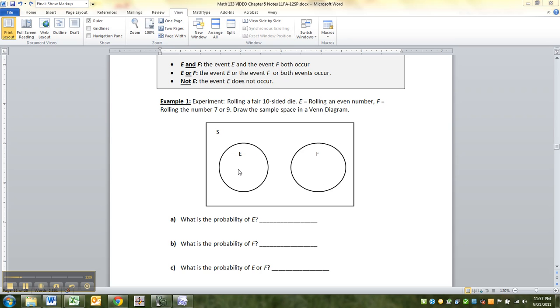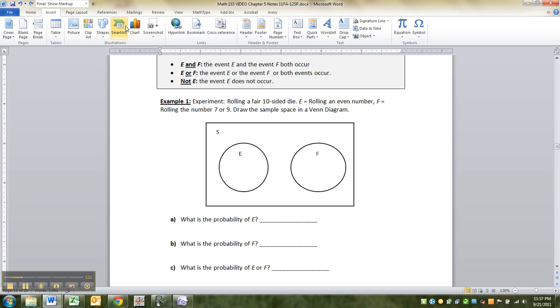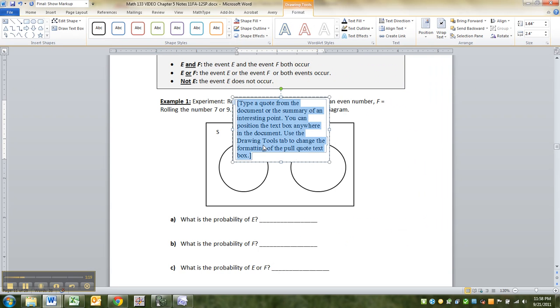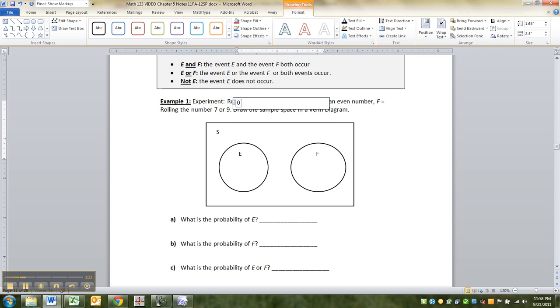Now, I'm going to insert into this a text box. There it is. Okay, so what elements are in E? E is an even number, so that would be 0, 2, 4, 6, 8. I think this was rolling a 10-sided die.